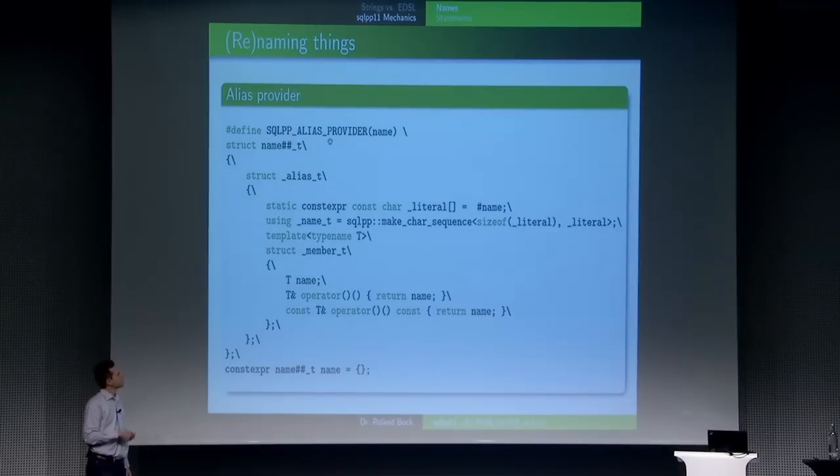And the alias provider is also very simple if you more or less understood how these column and table specifications work. It looks just the same. It is a macro that you give a name, and then it creates a type that contains basically a member template for this name that you specified in the macro, and then generates some constexpr value that you now can use as the name provider that we have just seen. Okay.